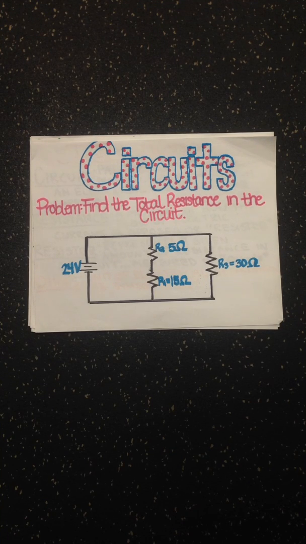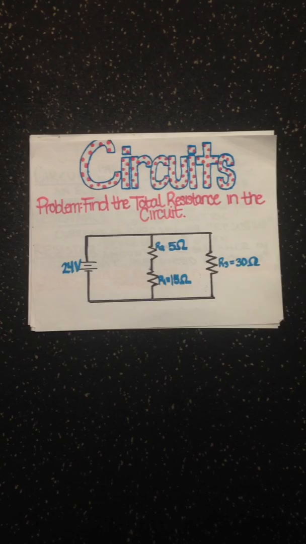For this problem, we are going to find the total resistance. There's 24 volts, 15 ohms in the first resistor, 5 ohms in the second resistor, and 30 ohms in the third resistor.